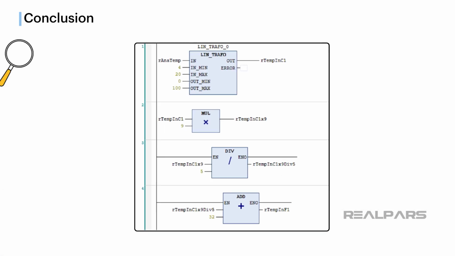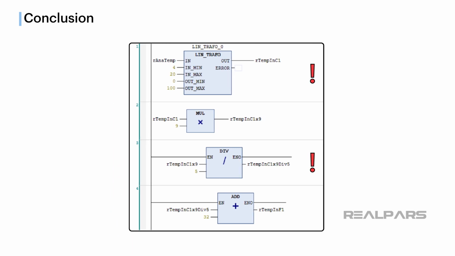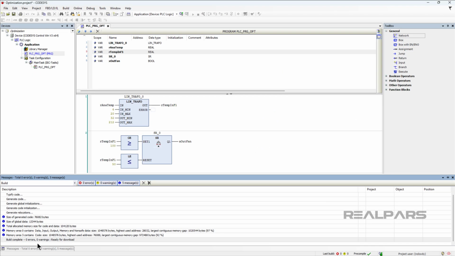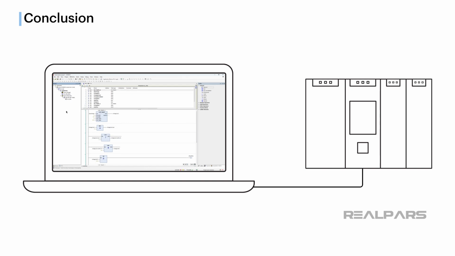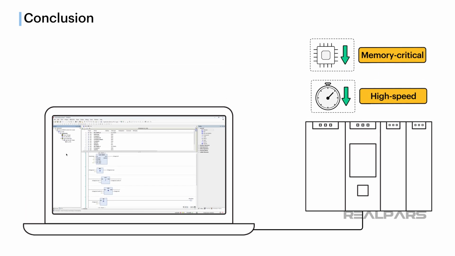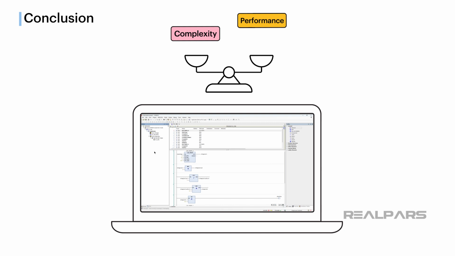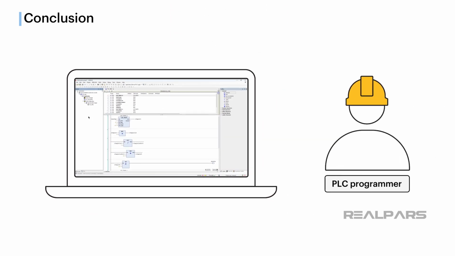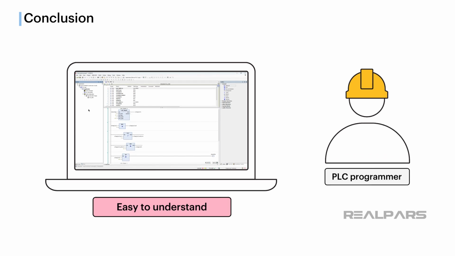In this video, you learned how to analyze an application to identify opportunities for performance optimization, implement them, and test the effectiveness of the optimization. Optimization is very useful in high-speed or memory-critical applications, where scan time and memory usage are really important. However, extreme optimization can lead to code that is more complex and harder to follow. When you're optimizing your PLC applications, you should always think about the trade-off between performance and complexity. In general, new programmers should focus on writing code that is easy to understand and maintain, over code that is completely optimized for performance.